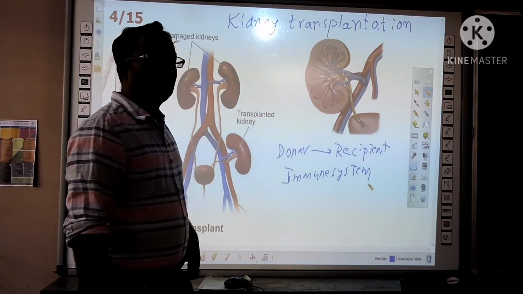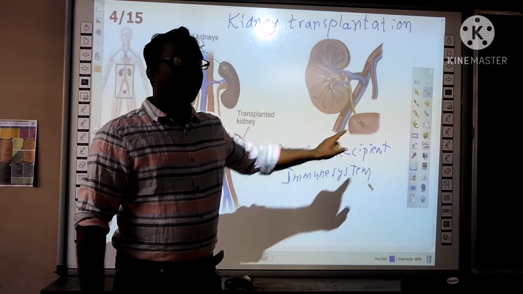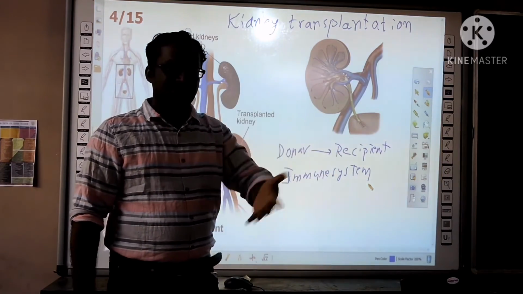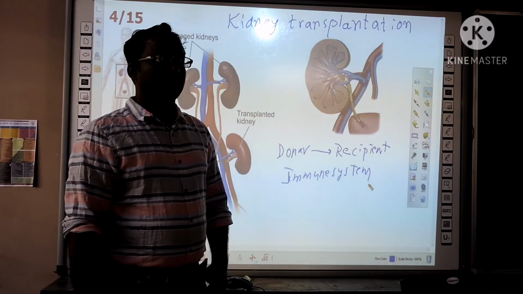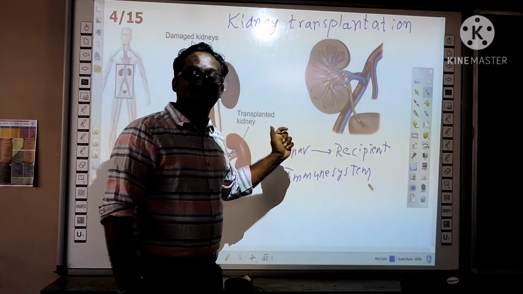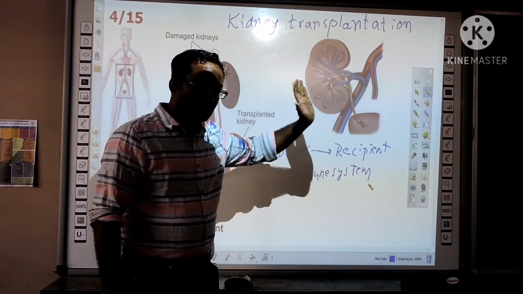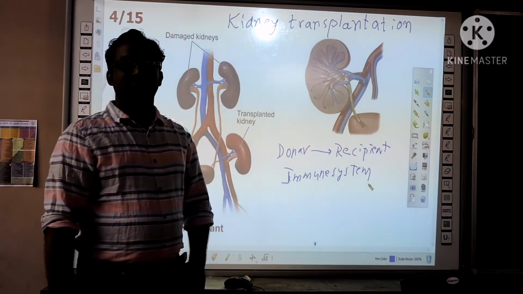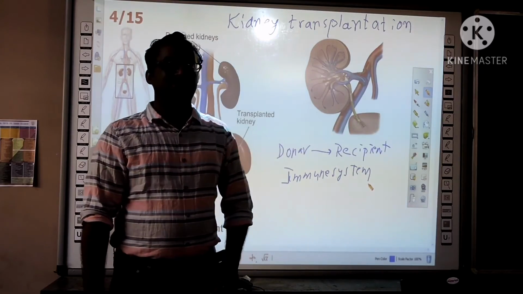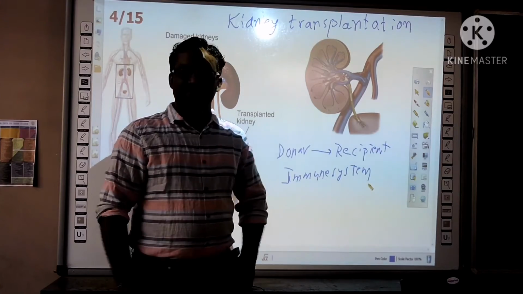Okay, if the donated kidney is not matched to the recipient, the recipient's immune system will not accept it, and the surgery will not be a success. So first of all, the blood group should match, and the donated kidney should match the recipient. That's why the government is encouraging organ donation from brain dead people.